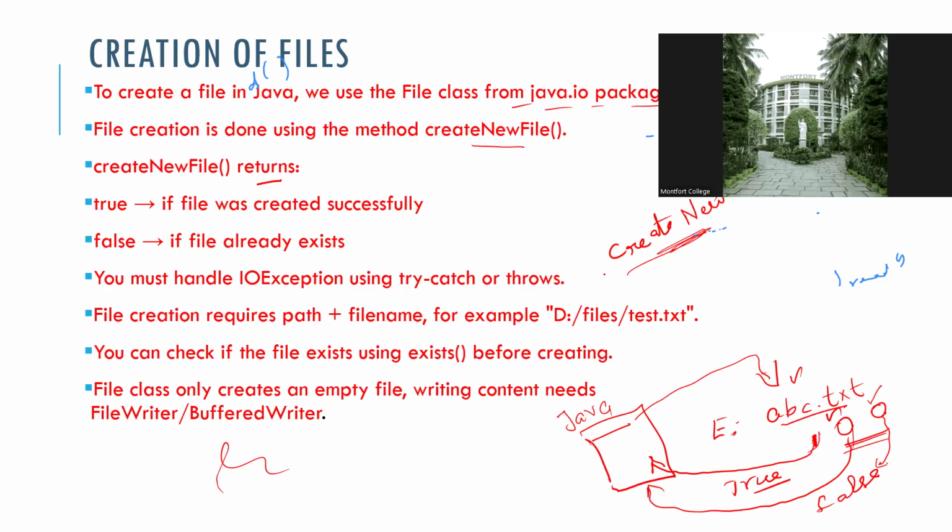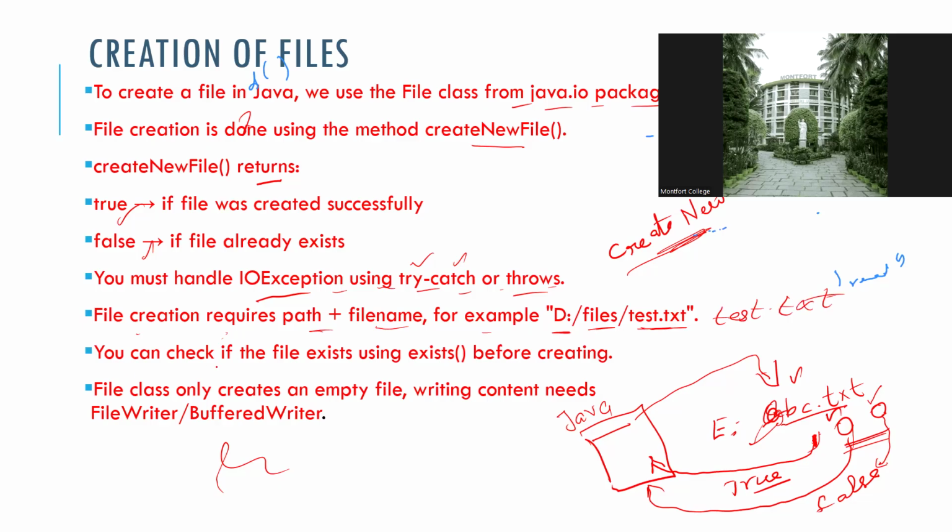So that's why we have the statement you see here: true, false. You must handle IO exception using try, catch, or throws. So we have to use a try-catch block when we are creating the file. File creation requires a path and file name, for example D colon, then the files folder, and in that folder I'm creating a test file.